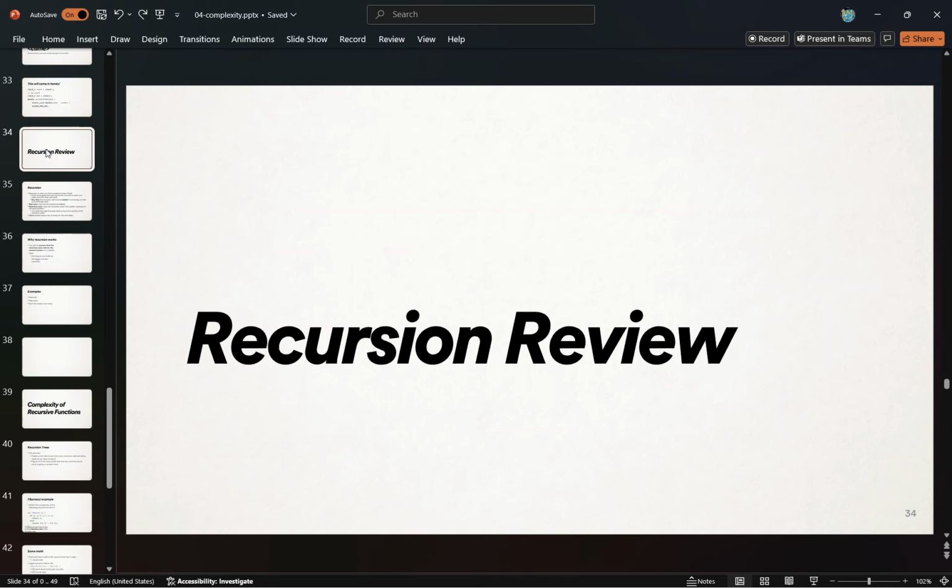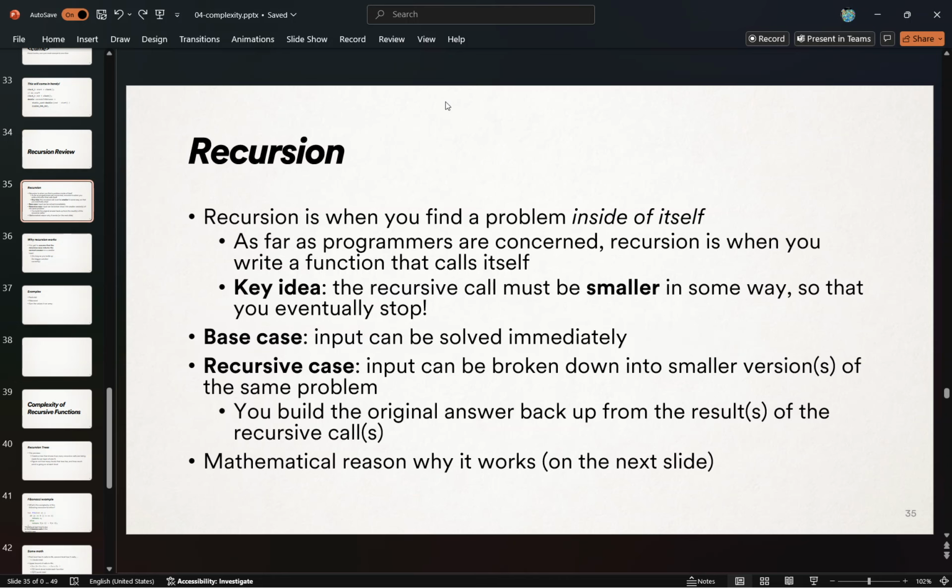They look weird, it's hard to count how many steps they take. Let's figure this out. All right, so I'll just review recursion, and then we'll go from there. Remember that recursion is you're solving a problem in terms of itself. You're finding that same problem in a smaller form inside of itself, and that is beautiful. And it's sometimes the only way to solve a problem.